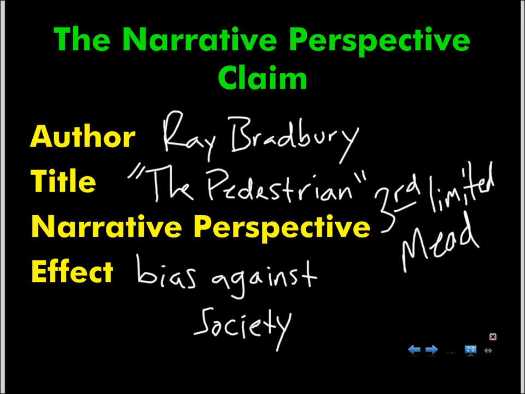What's the easiest way for you to like somebody? Understand them. If you understand somebody, you're much more likely to appreciate them, to feel sympathy for them. If you don't understand them, it's much easier to be afraid of them and to not like them. Narrative perspective. And here's how the sentence would write. In The Pedestrian, Ray Bradbury uses Mead's third-person perspective to create a bias against the society of the story. That's it. And by the way, I can write those all day simply because I know a formula. If you can adopt the formula, you can do that too.